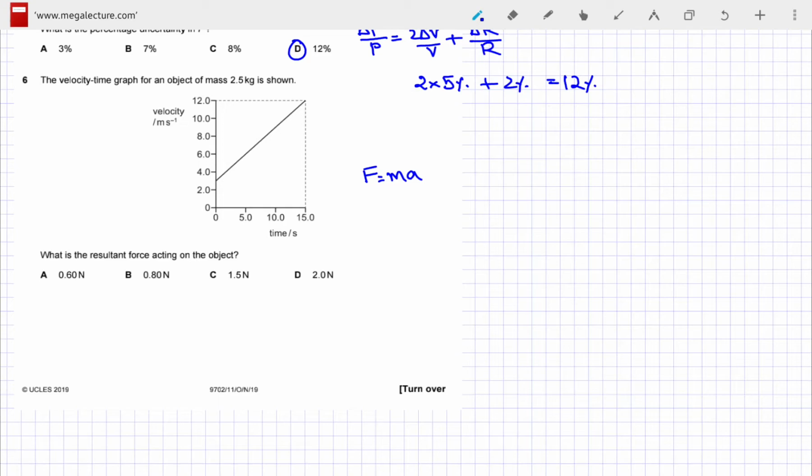Well, the gradient of the velocity-time graph is acceleration, right? So what you do here is you pick 2 points on this graph and you find the gradient of this, and then you multiply it with m. So the gradient of this, the slope of this graph, is going to give you the acceleration. And to do that, you simply take 2 points.